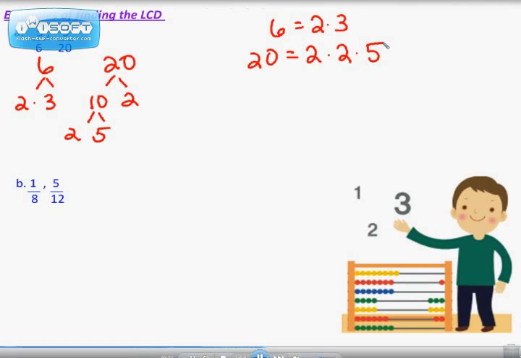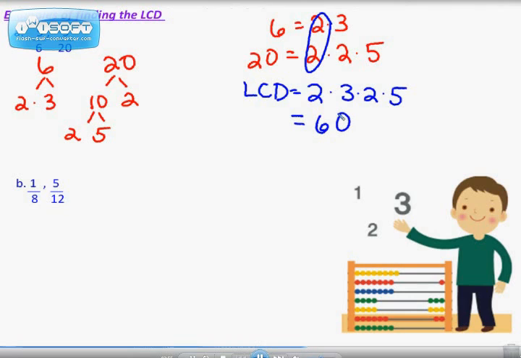Notice that the two sets of prime factors have a common factor of 2. So when I find my LCD, I only use that value once. So my LCD is 2 times the remaining factors of 3, 2, and 5. Multiplying them together, I find out my least common denominator for 6 and 20 is 60. Let's practice with one more, and then I think you'll be ready to try a few on your own.